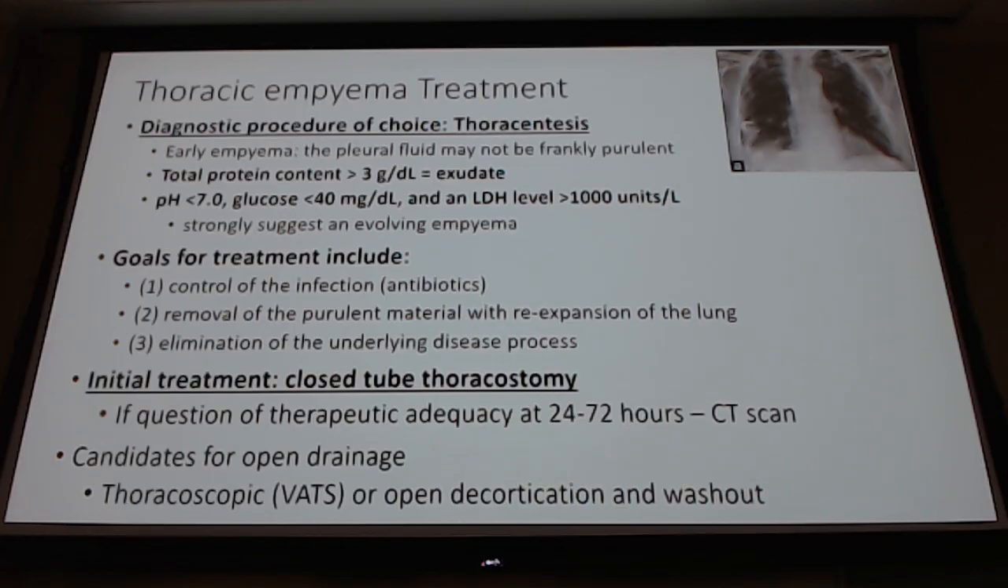If we don't have adequate therapeutics, like their fever is still going, they have a really bad cough, their white counts are still super high, and we're not getting much out of that chest tube because it's organized and thick, then we do a CT scan, and if we need open drainage, they have that VATS for open decortication and washout.